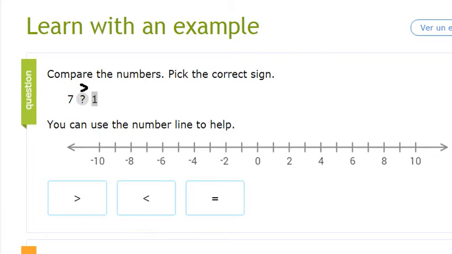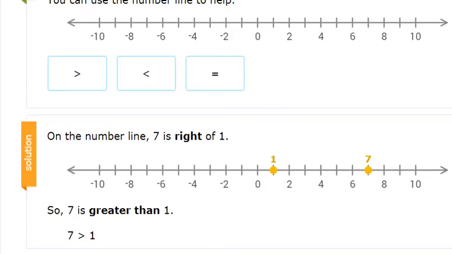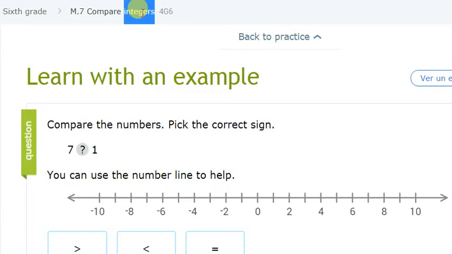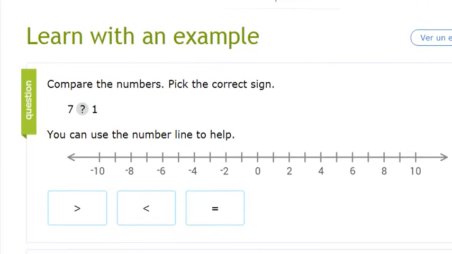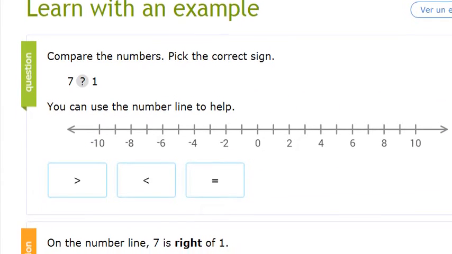So this is a very simple concept, and I hope you will understand this easily. Let's read how they are explaining this to us. When we talk about integers, because we are not comparing whole numbers but integers, you will have negative numbers and positive numbers together. You can easily use the number line to understand and compare the numbers very conveniently.